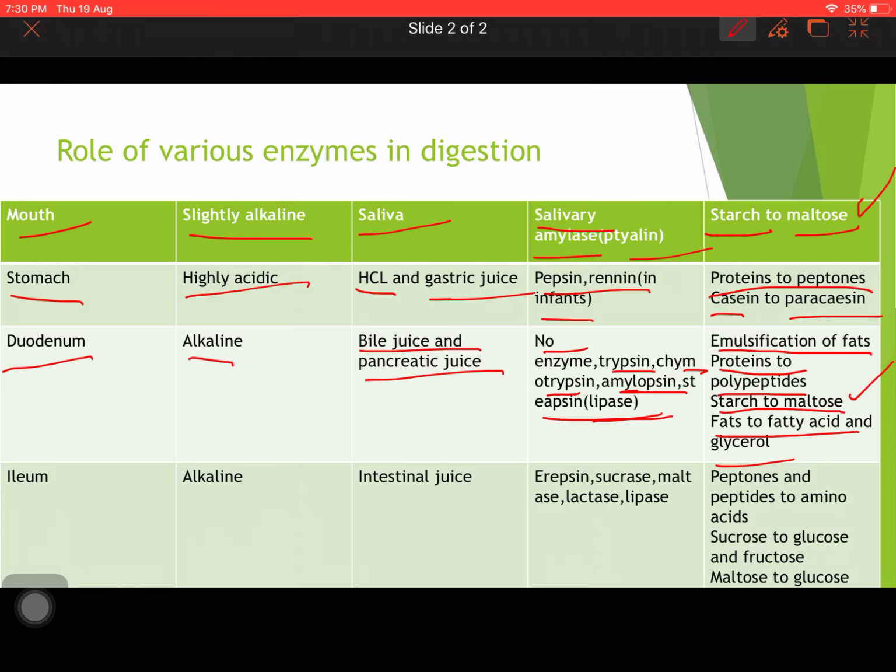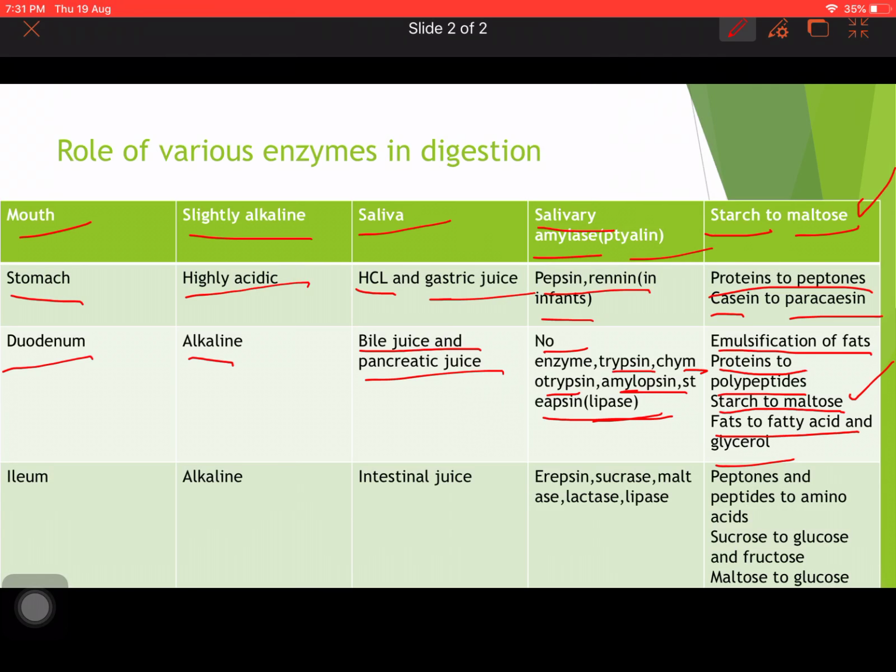So every enzyme has a specific function on a specific substance. Whether it is protein, starch or fat, it acts specifically on one kind of substance only. So the enzyme which acts on fat can't convert starch to maltose, or act on proteins to convert them into polypeptides or proteoses. No, it's not possible. So they have a specific function.